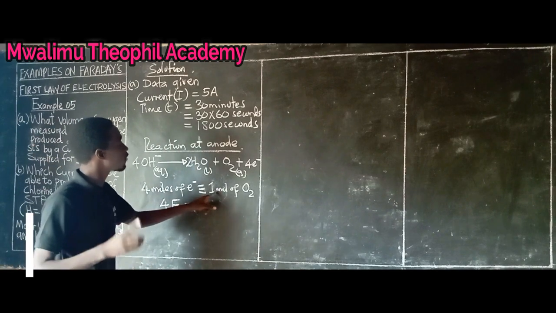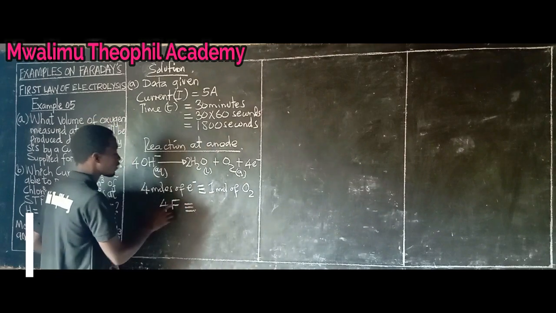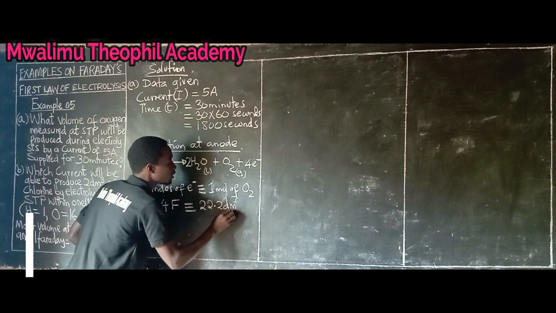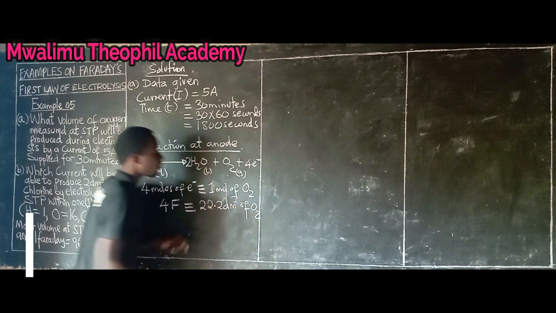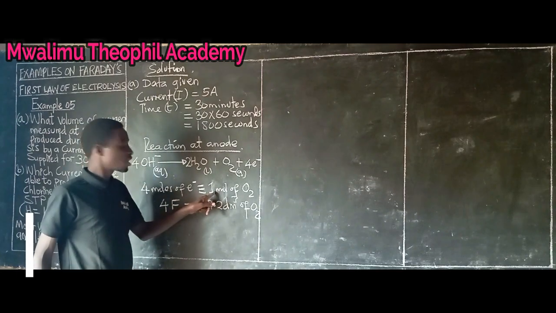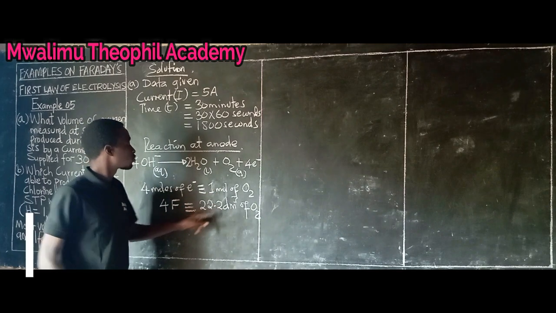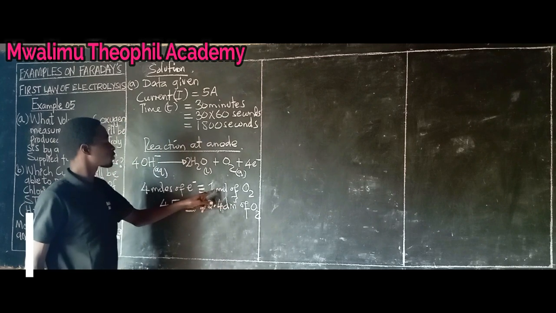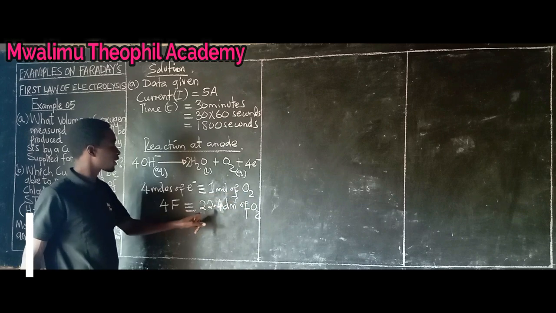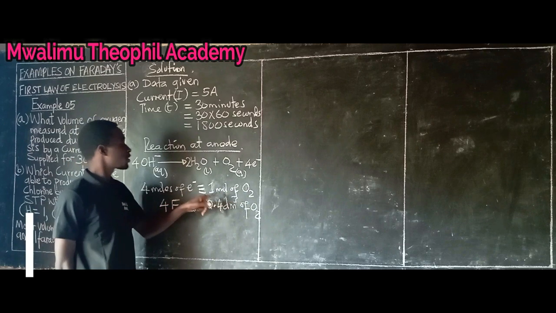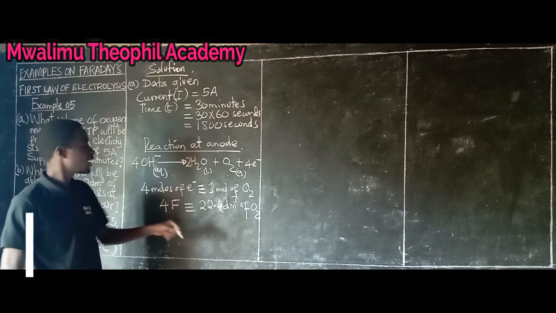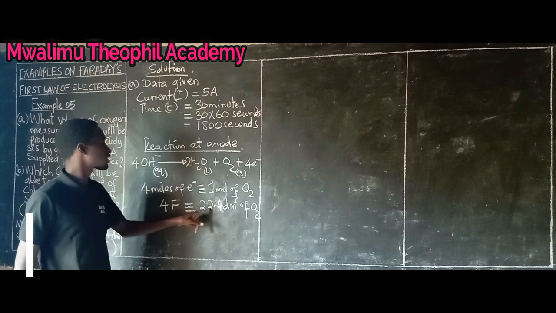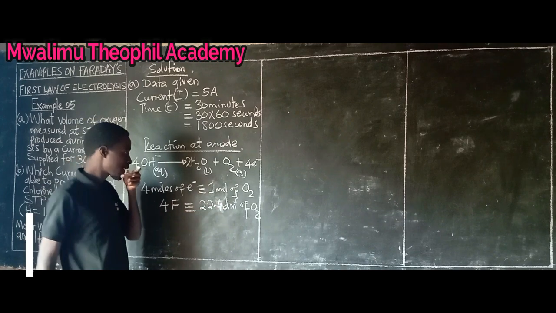So here, as we have 1 mole, it means that 4 Faradays will be equivalent to 22.4 dm cube of oxygen gas. Now, if it were 2 moles, we would take 2 times 22.4 to get the total volume. But as we are given only 1 mole, we take it as it is, 22.4 decimeter cubic.